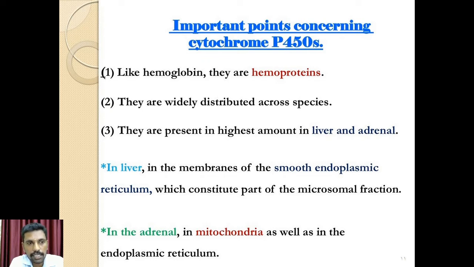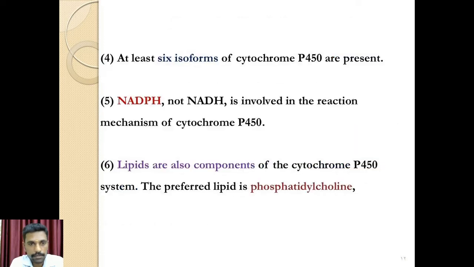In addition to that, the specific P450 isoforms involved in steroid biosynthesis are generally much more restricted in their substrate specificity. At least 6 isoforms of cytochrome P450 are present in the endoplasmic reticulum of human liver itself, each with wide and somewhat overlapping substrate specificities, acting on both xenobiotics and endogenous compounds.